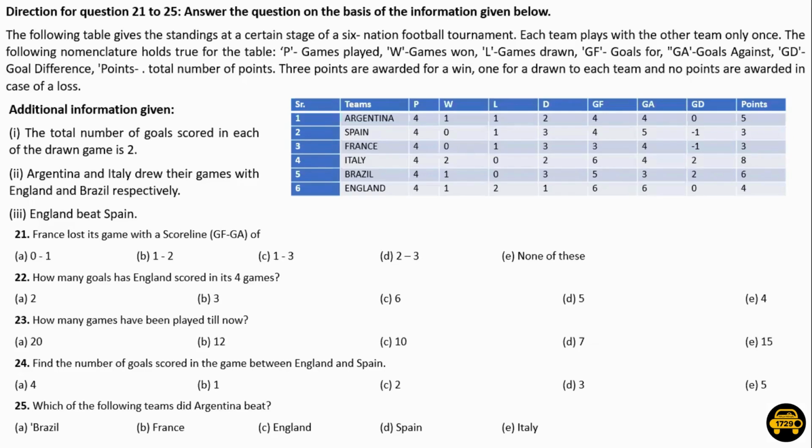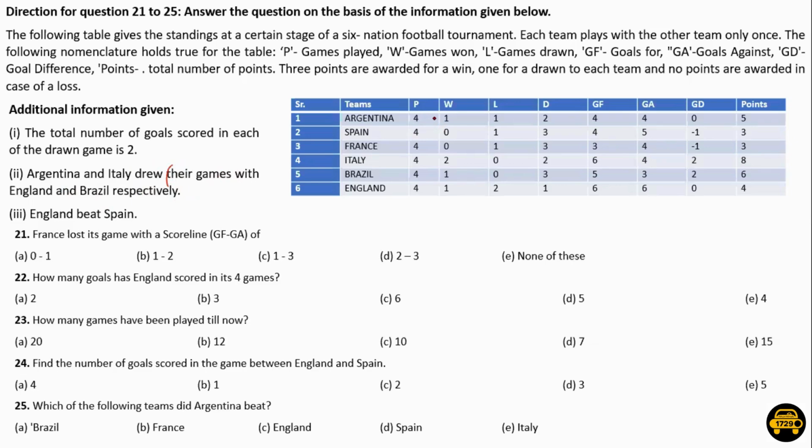The total number of goals scored in each of the drawn games is 2. That means the scoreline in a draw match will be 1-1, right? Now we are given that Argentina and Italy drew their games with England and Brazil respectively, right? And England beat Spain. So we have all this information, and now let's have a look at this table.